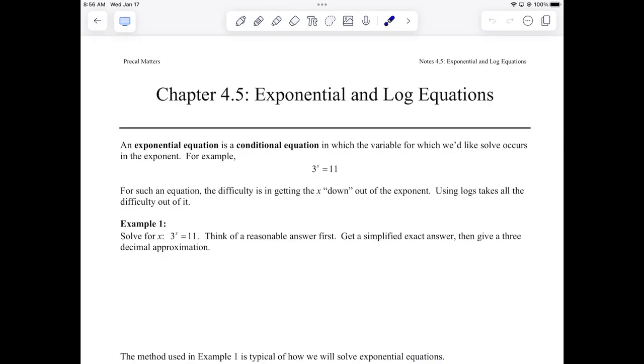Okay? So an exponential equation. We're going to start with exponential. It's going to be called a conditional equation.